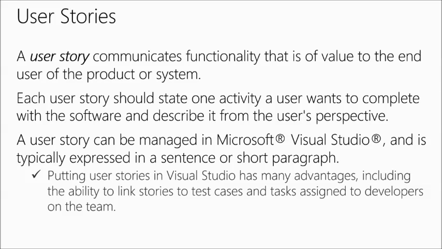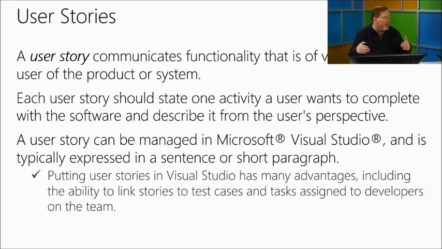Okay. So as we think about the user story, it is kind of like that next tier down, being able to talk about the functionality of those different steps. Each user story should state only one activity a user wants to complete at a time in the software, and really to describe that from a user's perspective. Now we talked about Visual Studio and how the user stories and also the diagrams can be put in here. Talk a little bit more about that, would you?